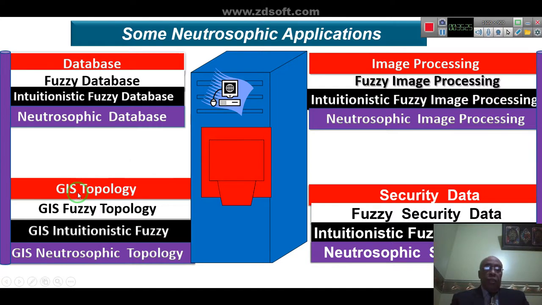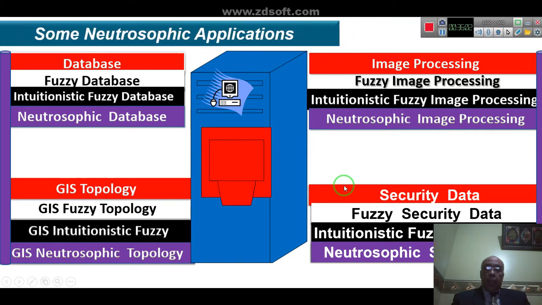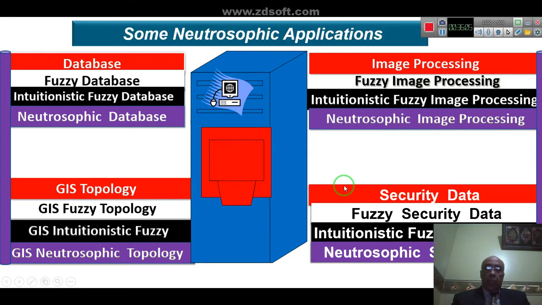Another application is GIS topology. GIS neutrosophic topology as the generalization of GIS stochastic and GIS fuzzy and crisp GIS topology. Another is security data: neutrosophic security data as a generalization of stochastic fuzzy security and fuzzy security data and crisp security data.